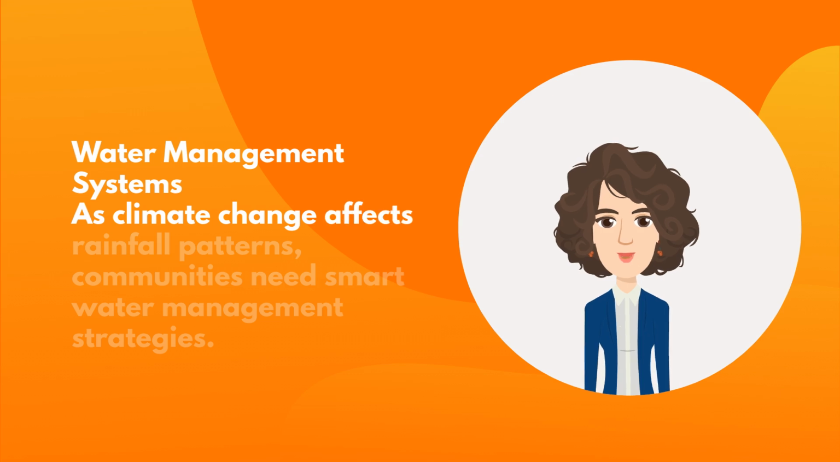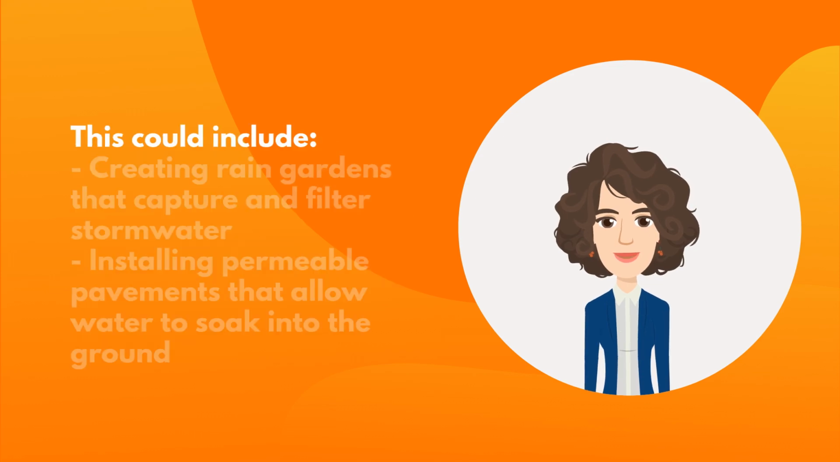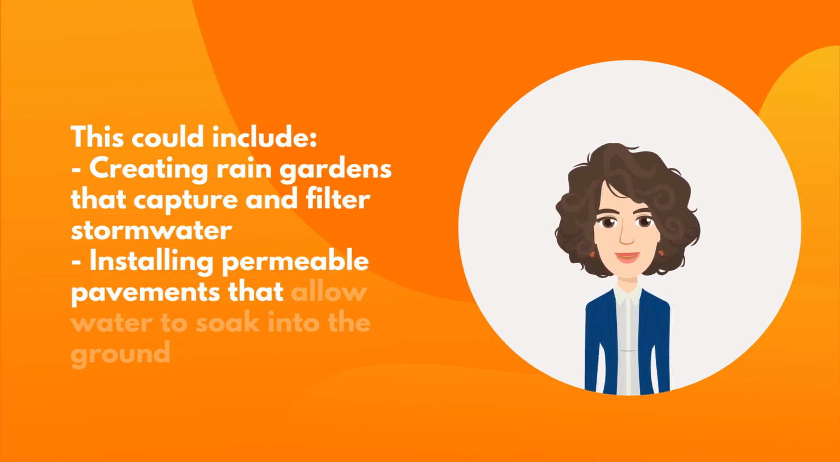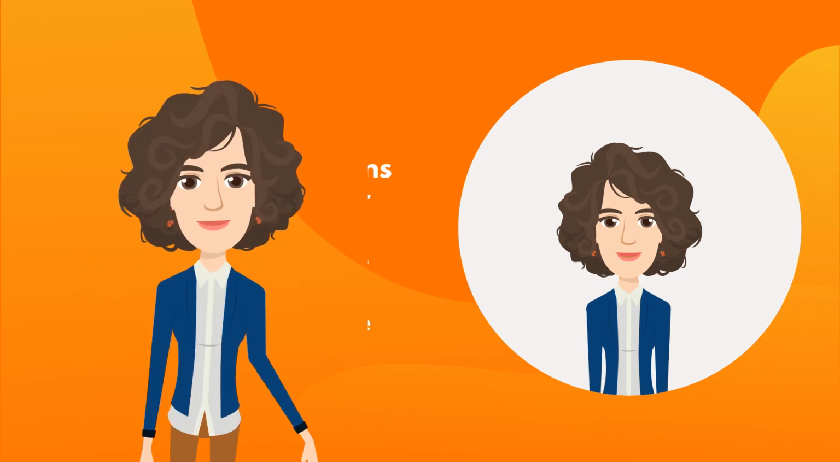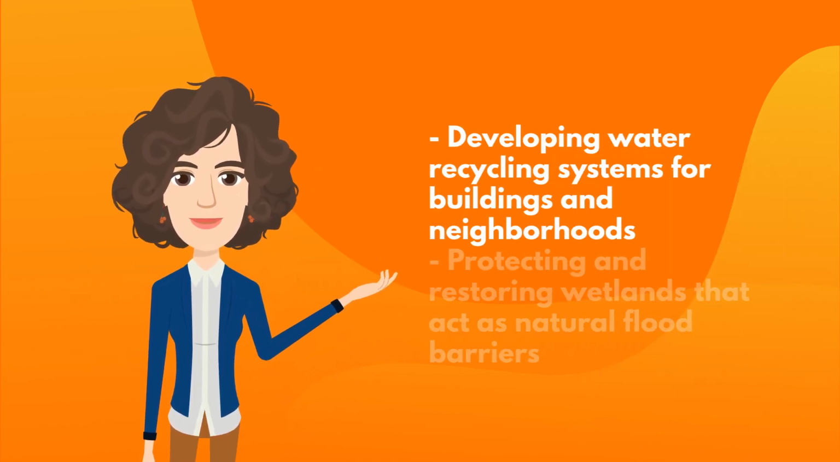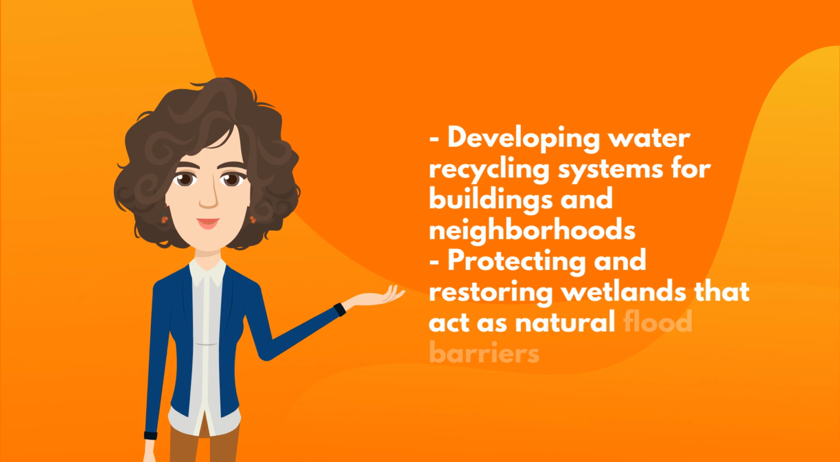Water management systems. As climate change affects rainfall patterns, communities need smart water management strategies. This could include creating rain gardens that capture and filter stormwater, installing permeable pavements that allow water to soak into the ground, developing water recycling systems for buildings and neighborhoods, protecting and restoring wetlands that act as natural flood barriers.